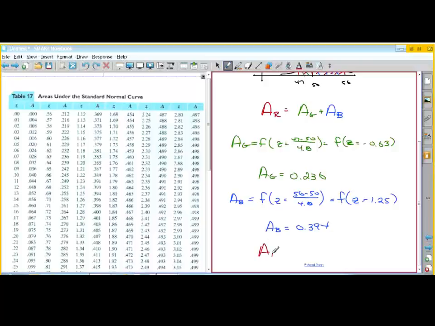So the red area, which is what we're trying to find, is the green area plus the blue area.